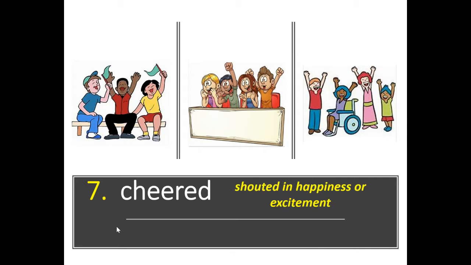They all show cheered. The root word is cheer. And if you cheered, that's past tense. That means you already did it. Cheered, it was already done in the past.